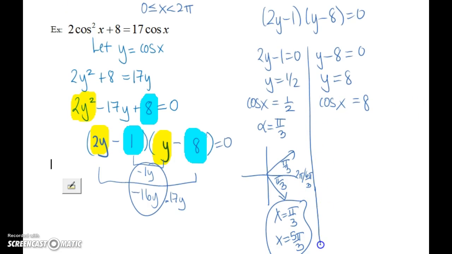On the other side here, we have cosine x equals 8. Notice this 8 is greater than 1. The limits for cosine are from -1 to +1. And so because 8 is greater than +1, there's no solution on that side of our equation. So we have only two solutions here, x equals pi over 3 and x equals 5 pi over 3.